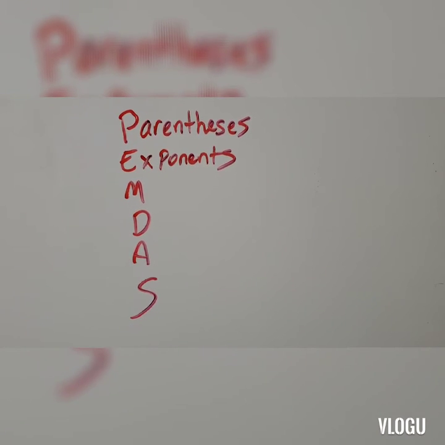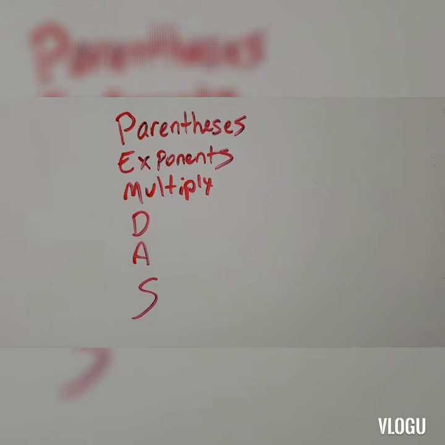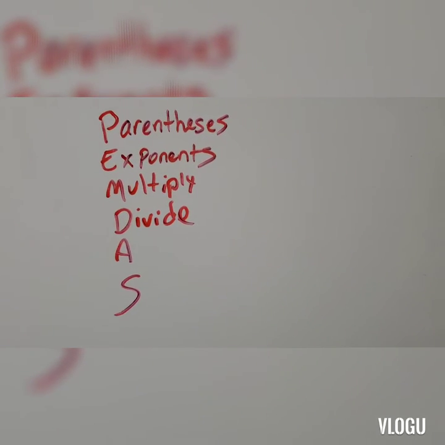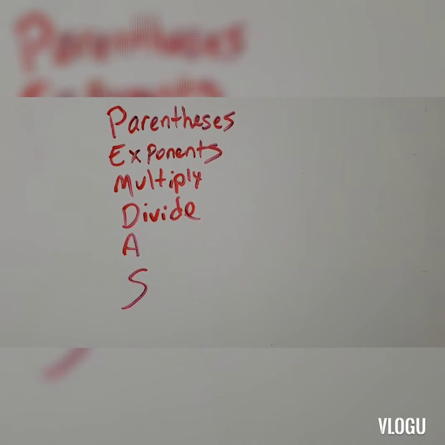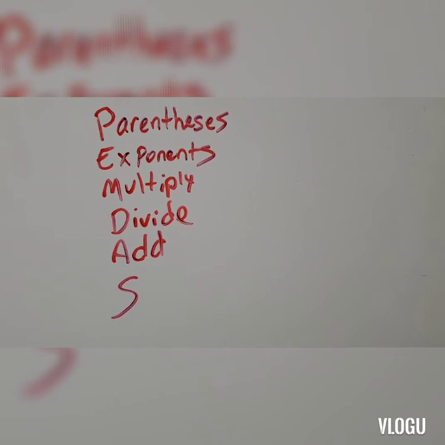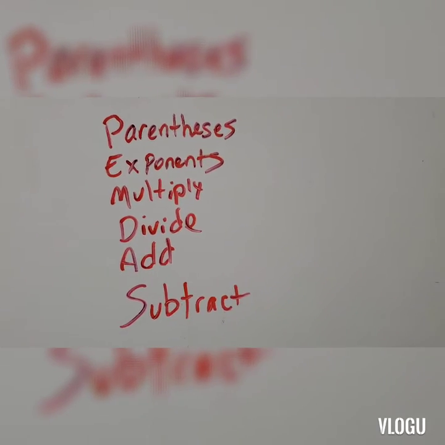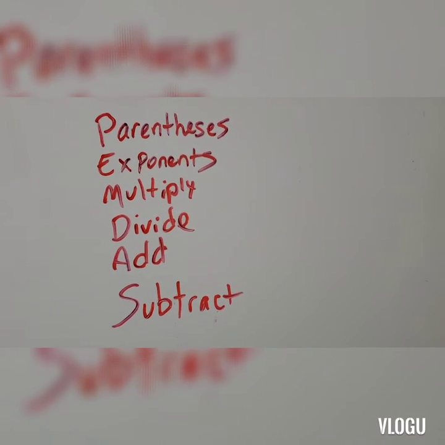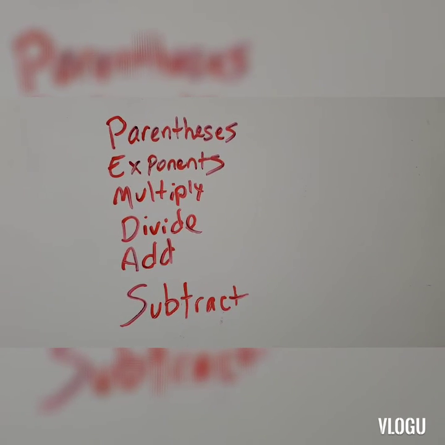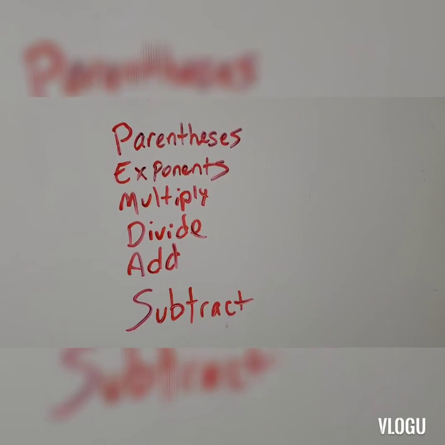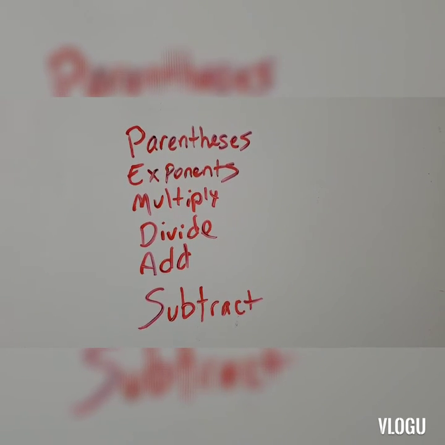Number 3 says multiply and divide from left to right. Well, that is multiply and divide. Number 4 says add and subtract from left to right. So that is add and subtract.